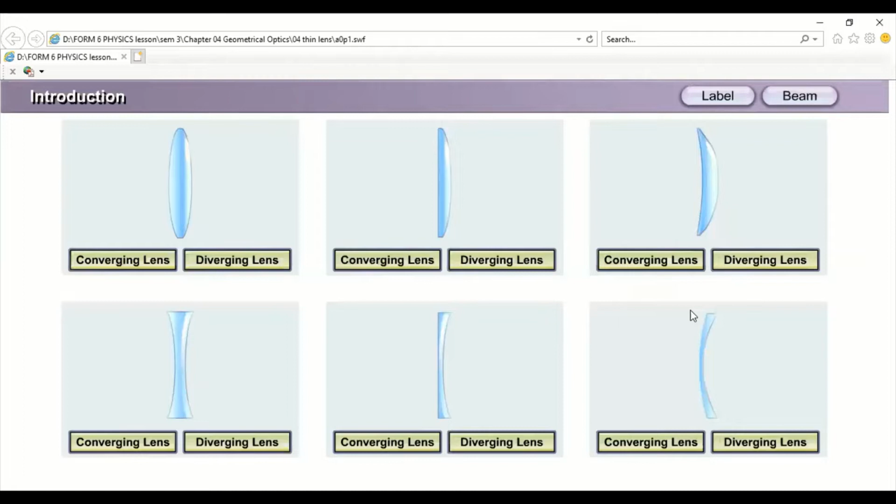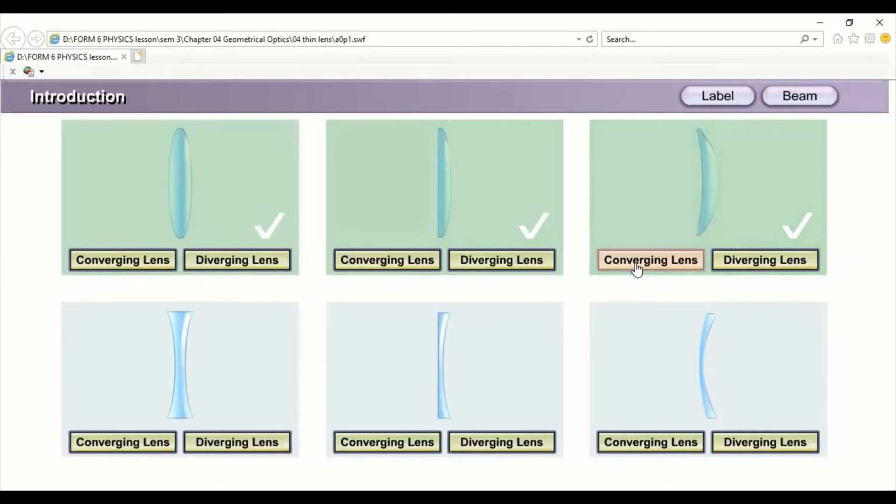Here, we have 6 diagrams. 3 of them are convex lens, 3 of them are concave lens. Or we can say that 3 of them are converging lens and 3 of them are diverging lens. So look at the first diagram. The first diagram, the shape will be the converging lens. And the next one will also be a converging lens, and this will be a converging lens as well.